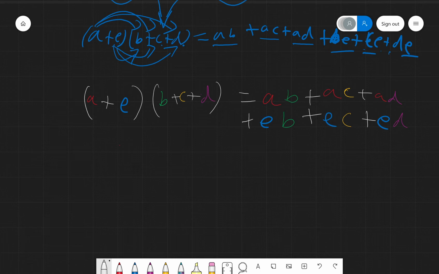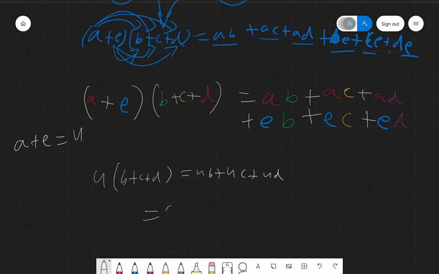We're going to say that A plus E equals U. U is just a substitution for A plus E, just because we don't want to write out A plus E. So now what we're going to have is U times (B plus C plus D). But this is just the distributive property, right? That's equal to UB plus UC plus UD. Now we can plug back in U equals A plus E.